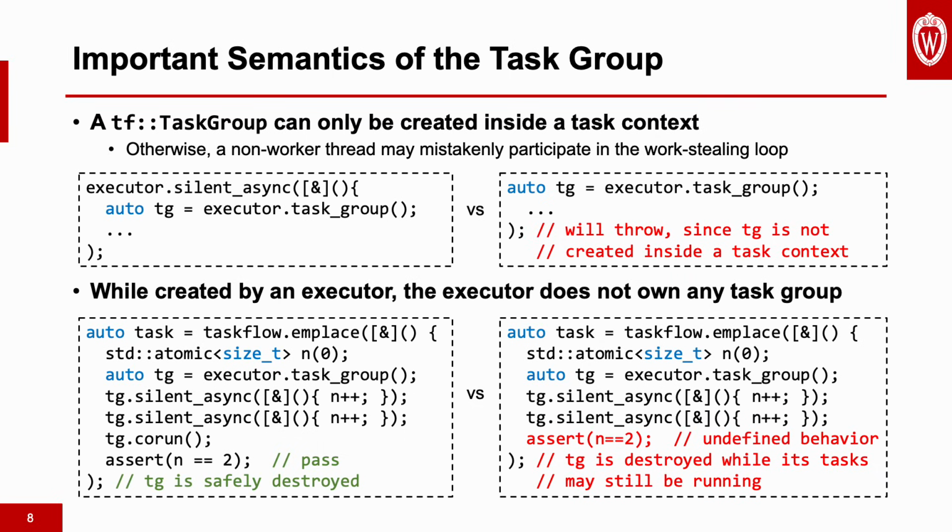While a task group must be created by an executor, the executor does not assume any ownership over the task group. It is therefore your responsibility to ensure that all tasks have finished before leaving the scope of their parent task group. For example, in the code below, forgetting to synchronize the 2 async tasks before destroying the task group can result in undefined behavior.